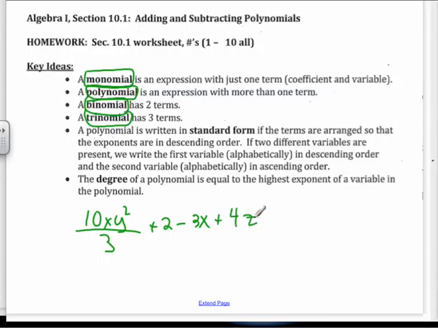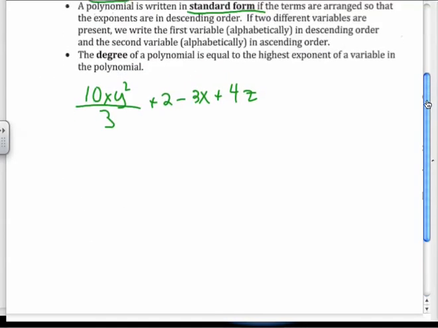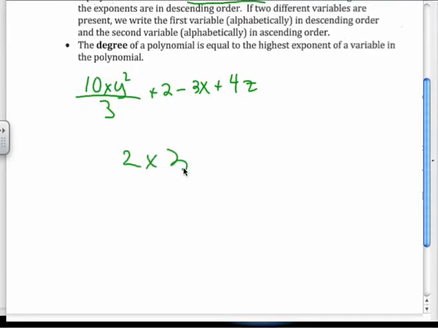Okay, now we don't really have a special name for something with four terms. It's just a polynomial with four terms. Okay, now a polynomial is written in standard form if the terms are arranged so that the exponents are in descending order. Okay, so let's say I had 2x squared plus 3x cubed minus 4x plus 2.